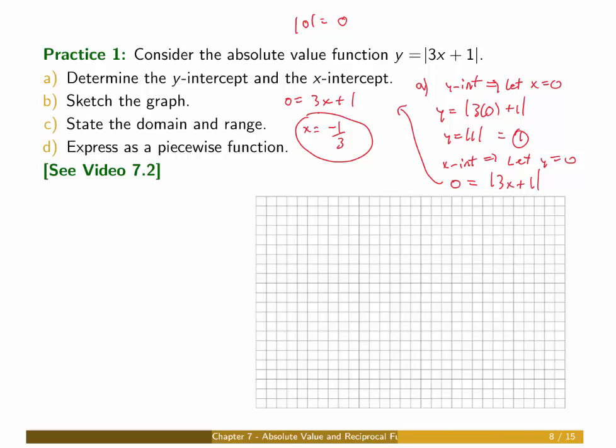Now, with those two pieces of information, we should be able to sketch the graph, which I will do two ways. The first way, I'll show a table of values. Okay, table. This is the ever reliable table of values method, where you have x on one side and y, or f of x, on the opposite side.